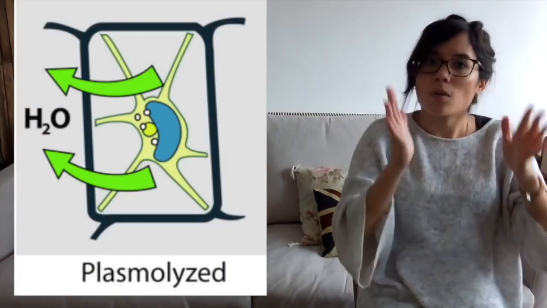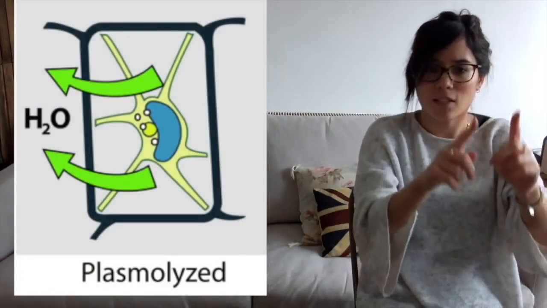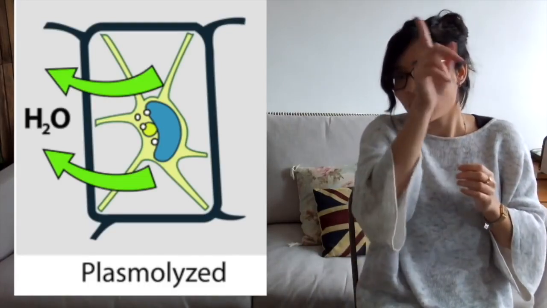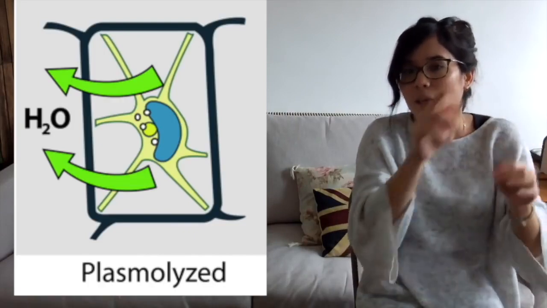This will cause the whole cell to shrink, so you'll get this very distinct shrunken appearance, and we call this plasmolysis because what happens is the cell membrane pulls away from the cell wall and you end up with this characteristic wavy line. So obviously this isn't a great situation for our plant cells to be in.